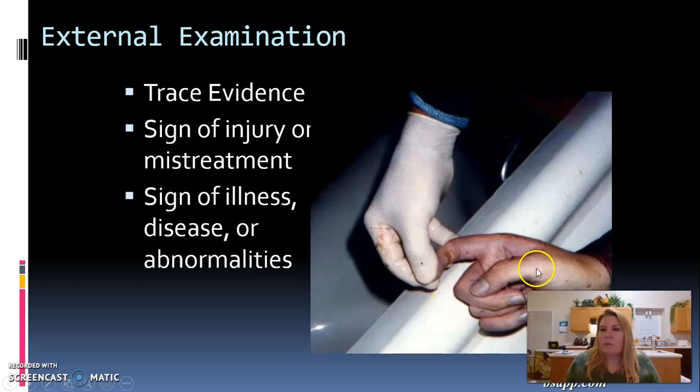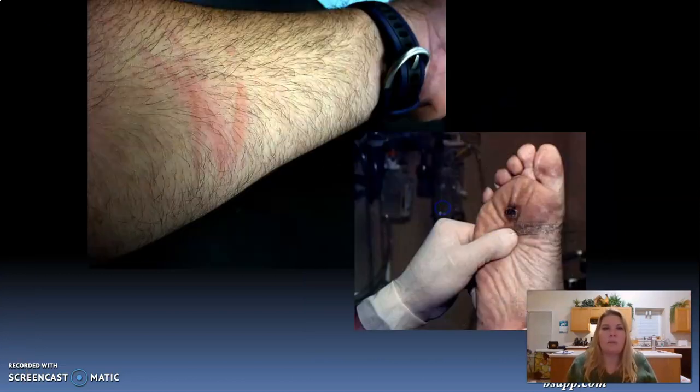You're going to look for signs of disease. So it could be that the person appears to be beaten with all sorts of bruises, but really those bruises are caused by an illness rather than the force of impact from some object.